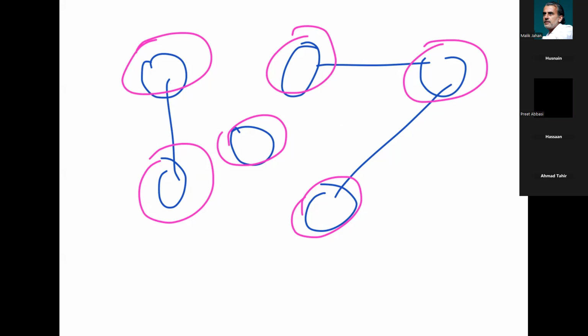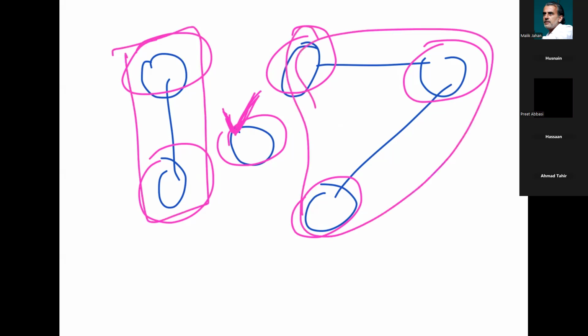So are these pink boxes maximal? One of them is, yes, this is maximal because it can't be further expanded. We can't insert any new vertex into the center one while preserving its connectivity, because we can't add any other connected vertex within this component. But these two can be merged as one component, and these 3 can be merged as one component. So the number of connected components is 3.